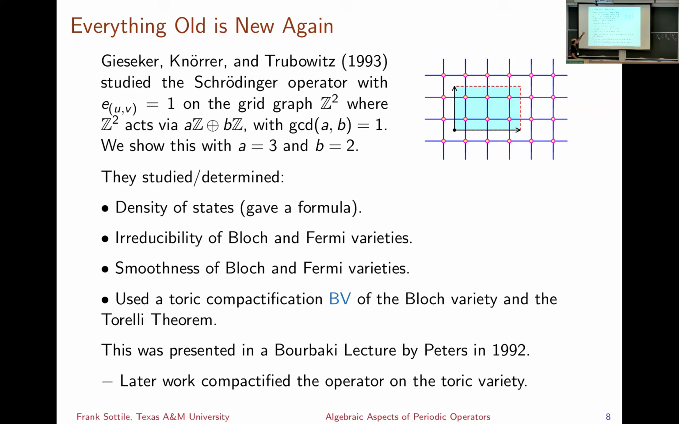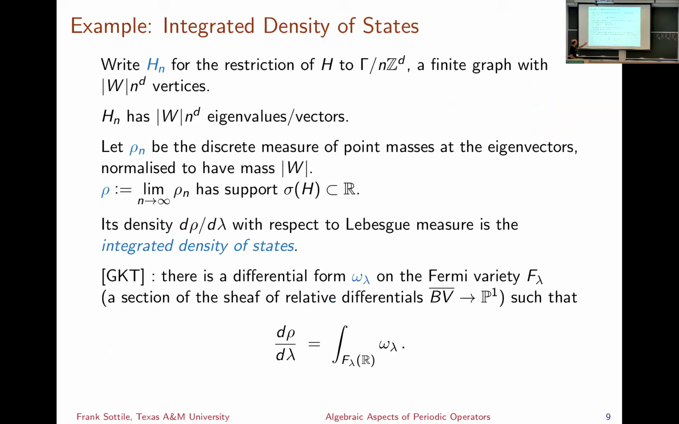Now there was this work. Their main goal was this density of states, and this was presented in a Bourbaki lecture by Chris Peters in 1992, who was a well-known algebraic geometer. Later work compactified the operator on the toric variety, so there's a way to understand the operator in some sense on the pieces you add at infinity. It's a little mysterious what they did; you can see it in the thesis, but it's hard to understand all that happened. Okay, so that's old stuff. Let me talk about this integrated density of states that Bernd was asking about.